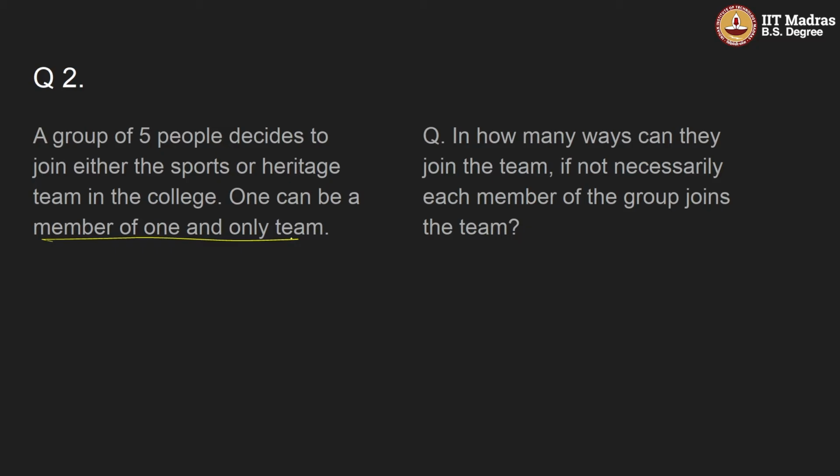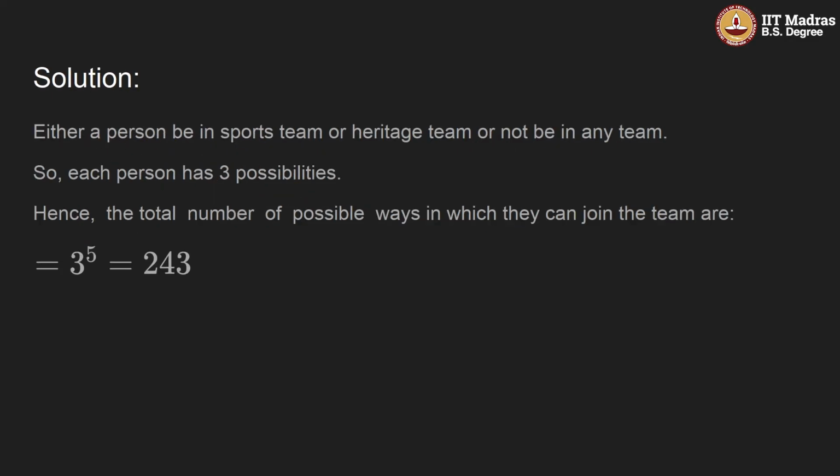Okay, so here we have been given that there is a group of 5 people and they decide to join either the sports or the heritage team. Okay, and the condition is that one can be a member of only one team. The question is, how many ways can they join the team if it is not necessary that each member has to join a team? Okay, so the solution is, either a person can be in the sports team or the heritage team, or he cannot be in any team. So there are 3 choices for the student. So each person has 3 possibilities, right?